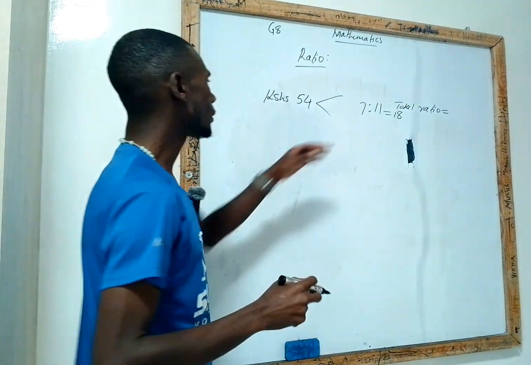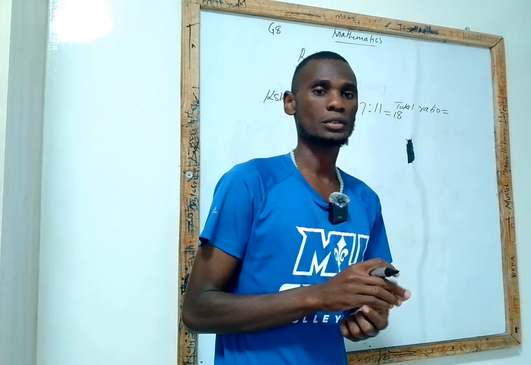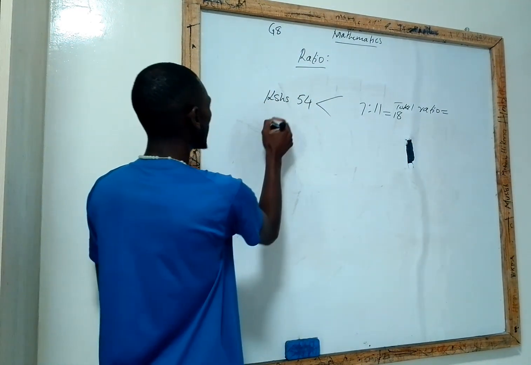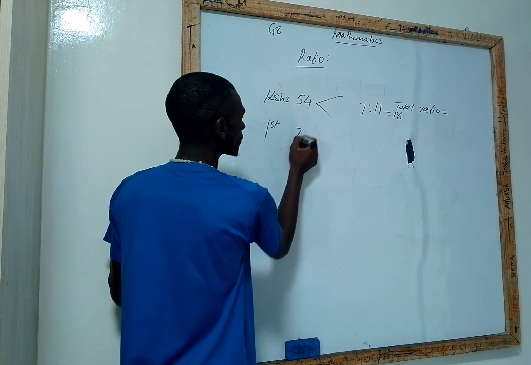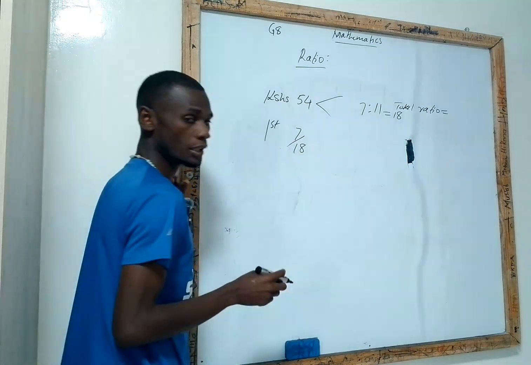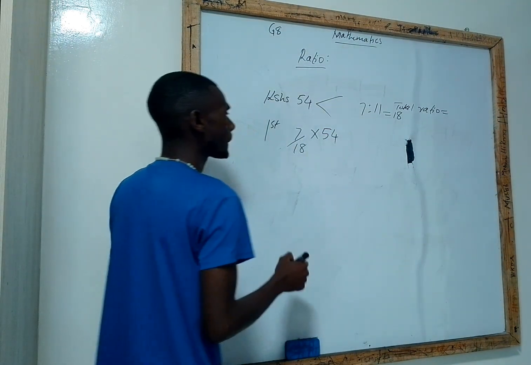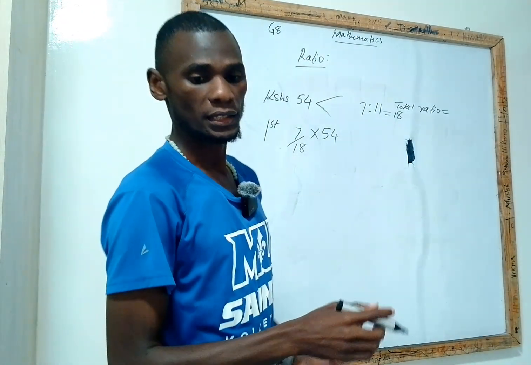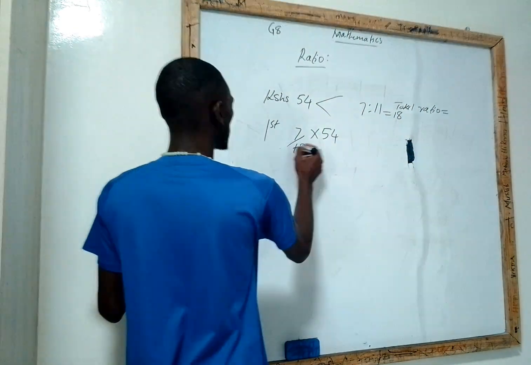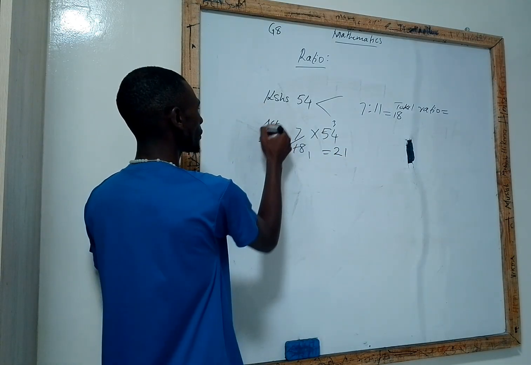Once you have the total ratio, we can use it and express those ratios as a fraction. The first person, who is going to get ratio 7, we put it over the total ratio, times what is supposed to be shared, or 7 over 18 of 54. That gives us 21, because 18 goes into 54 3 times, and 3 times 7 is 21. So the first person will get 21.